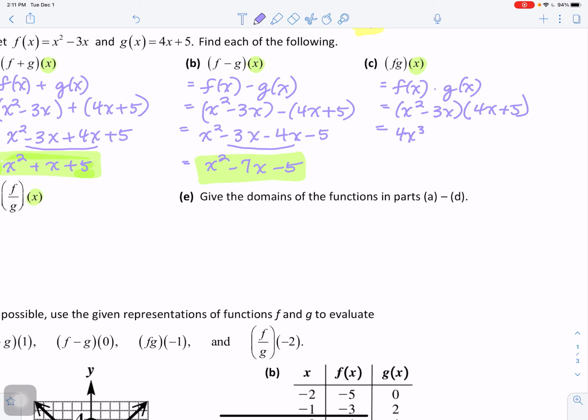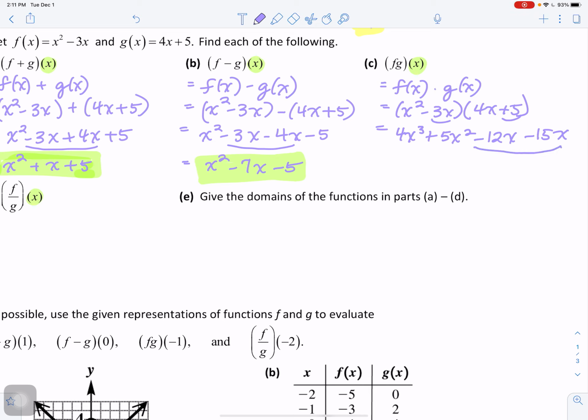Now let's go ahead and multiply the outer, x squared times 5. That's nice, 5x squared. How about the inner terms? Negative 3x times 4x is a negative 12x squared. And our two last terms is a minus 15x.